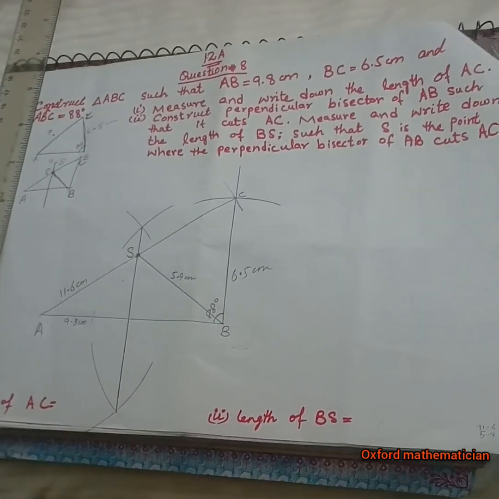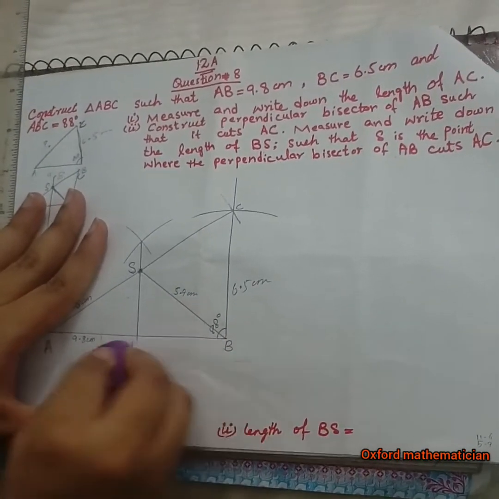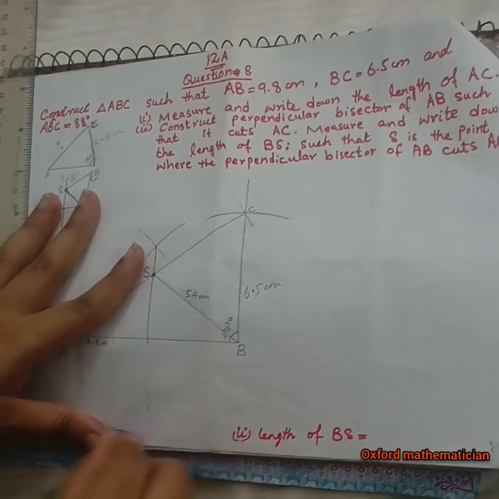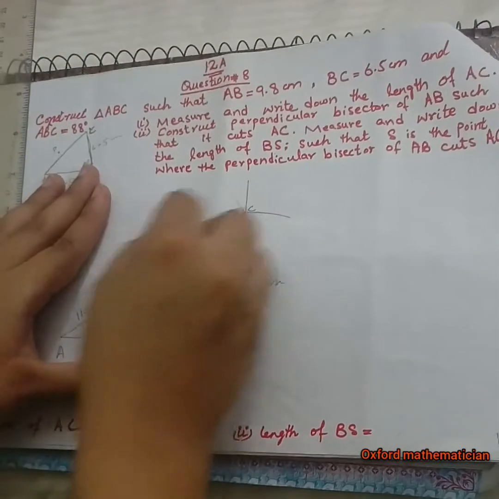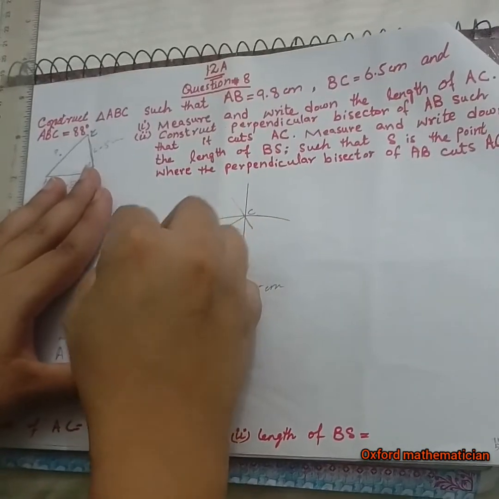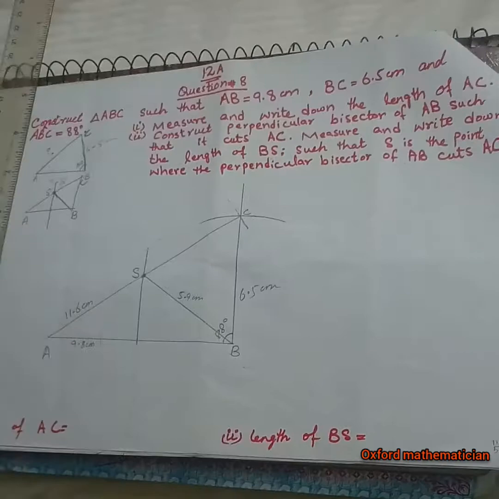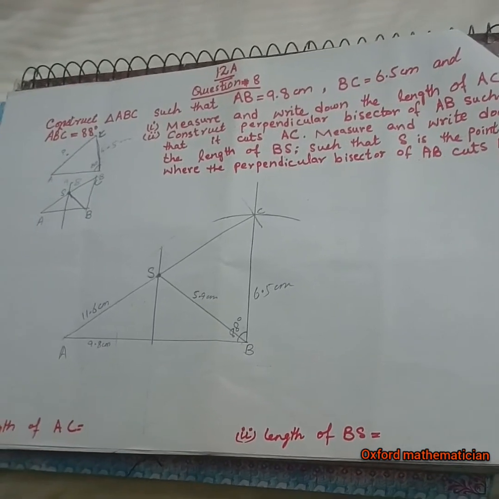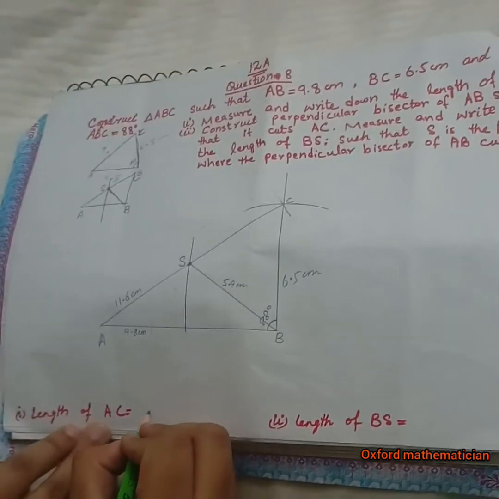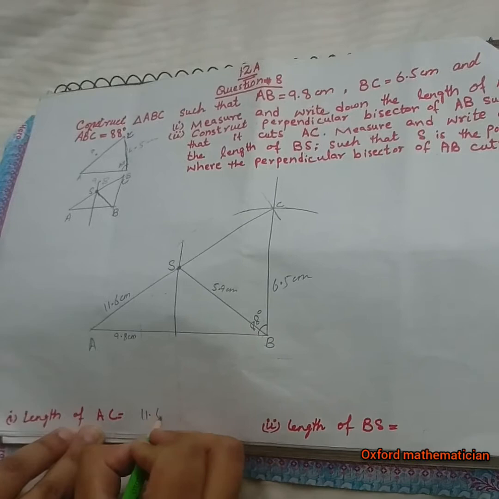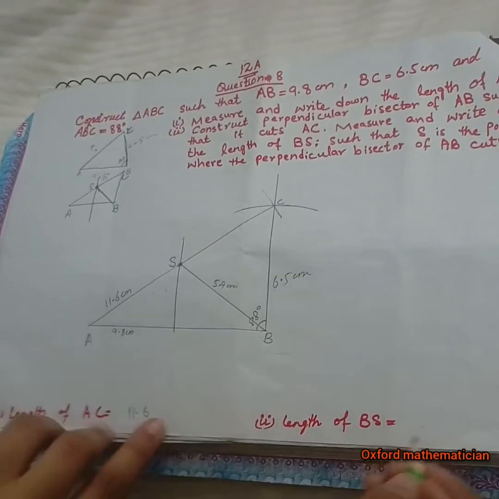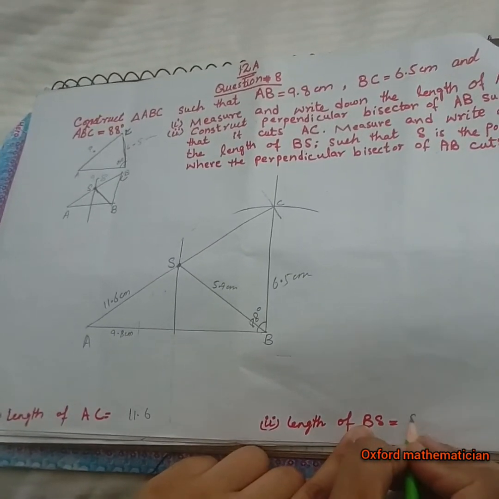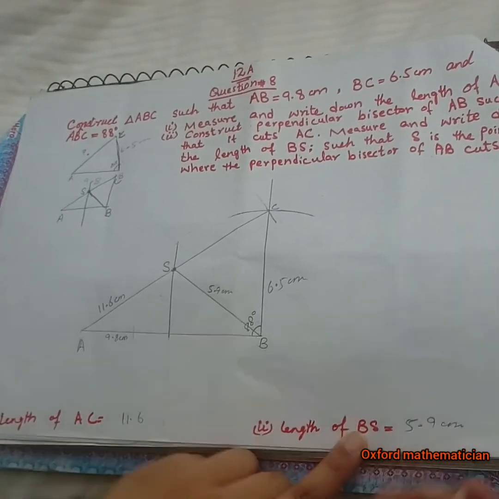Now we erase the lower part of the line, which is not compulsory. Here is the upper arc, which is not compulsory. We only want the line which is the perpendicular bisector. Okay, now we write the answers here. 11.6 is the AC line segment and the BS line segment is 5.9 centimeter. Okay, thank you.